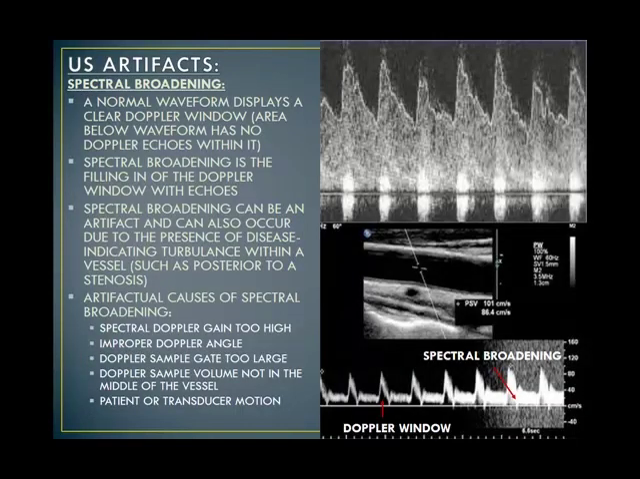All right, the next artifact is called spectral broadening. So when we put our spectral Doppler on, this is what we want to see in an artery. We want to see something called the Doppler window, which means there's this nice anechoic portion in our waveform. Spectral broadening means we lose that. It starts getting filled in with signal, and it's an artifactual signal. And what this is telling us is there's turbulence in an area.